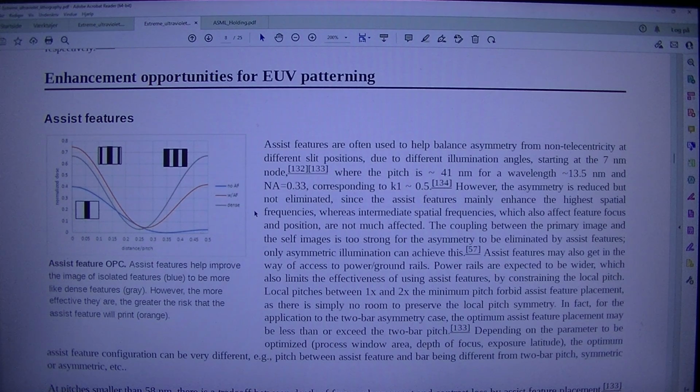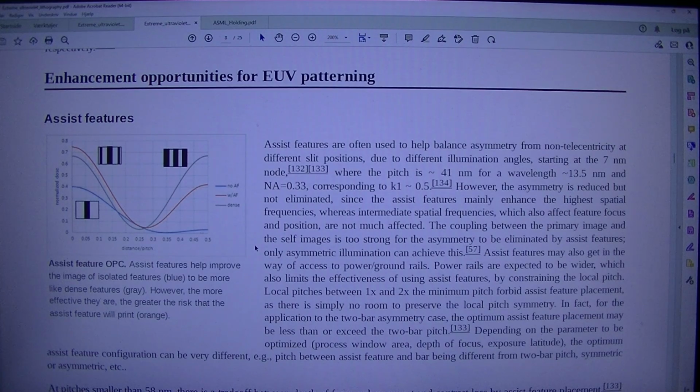Image and self-images is too strong for the asymmetry to be eliminated by assist features. Only asymmetric illumination can achieve this. Assist features may also get in the way, as few have access to power/ground rails. Power rails are expected to be wider, which also limits the effectiveness of using assist features by constraining the local pitch. Local pitches between 1x and 2x the minimum pitch forbid assist feature placement, as there is simply no room to preserve the local pitch symmetry.